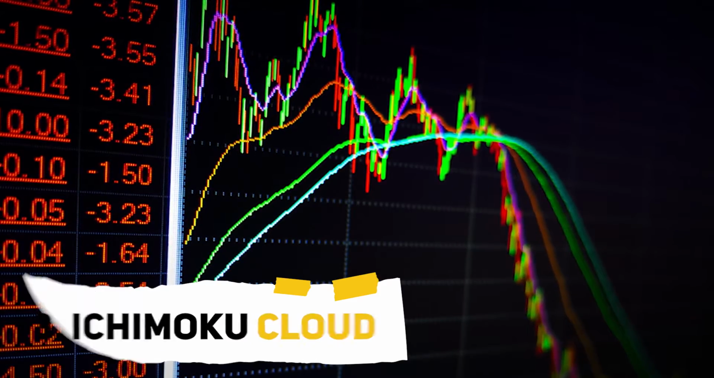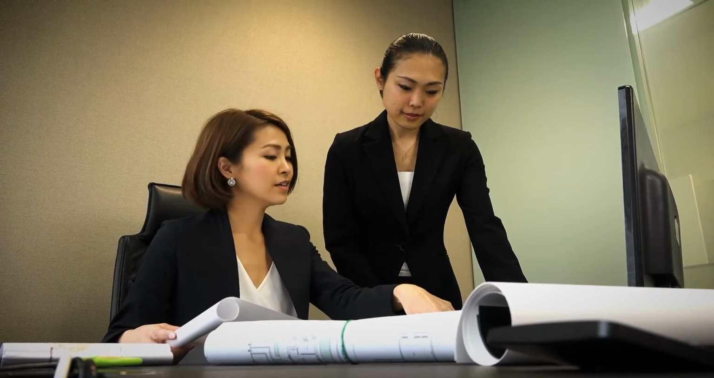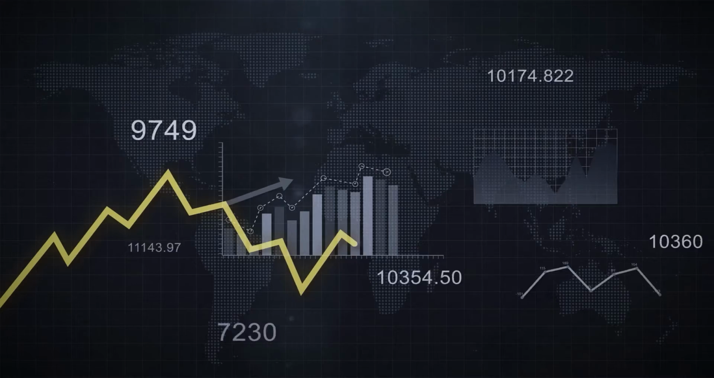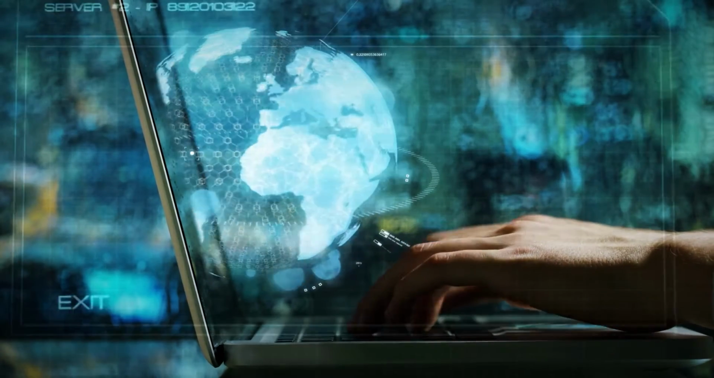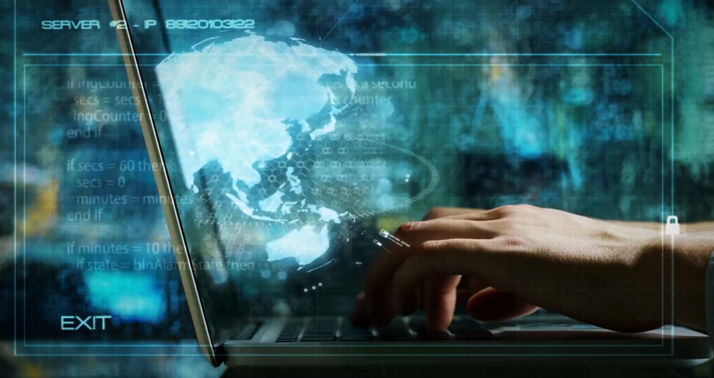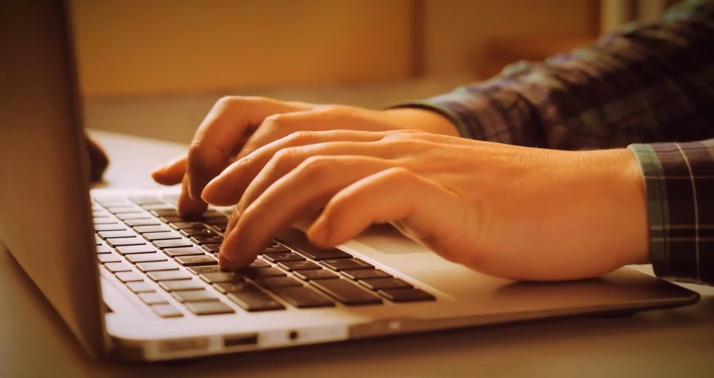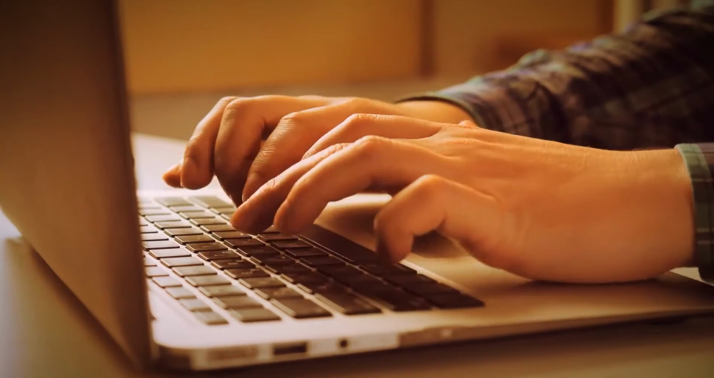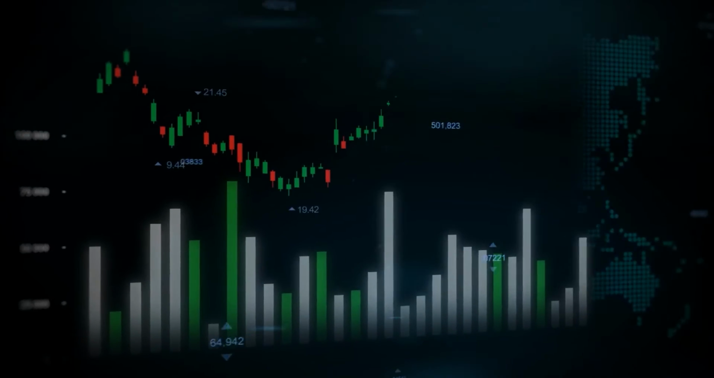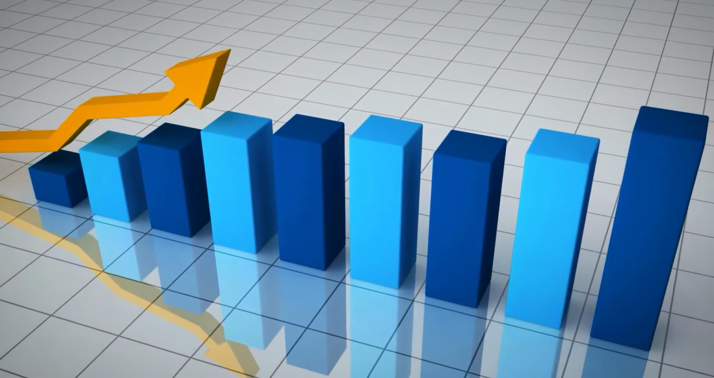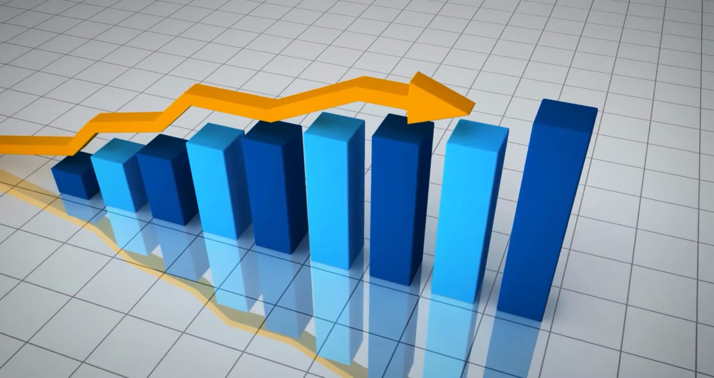Ichimoku Cloud. Ichimoku is a Japanese term that translates to one-look equilibrium chart, which is exactly what the Ichimoku Cloud provides for investors. The Ichimoku Cloud is a collection of indicators that reflect support and resistance levels, which also are providing you with momentum and trend directions. It achieves this by taking multiple averages and plotting them on a chart.